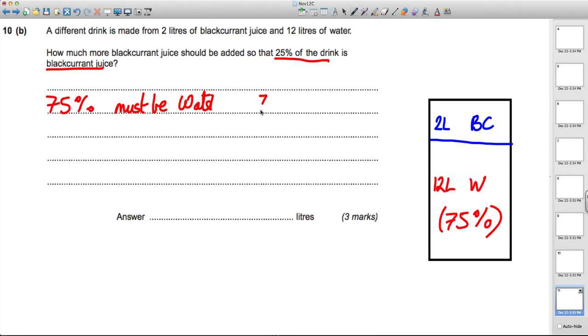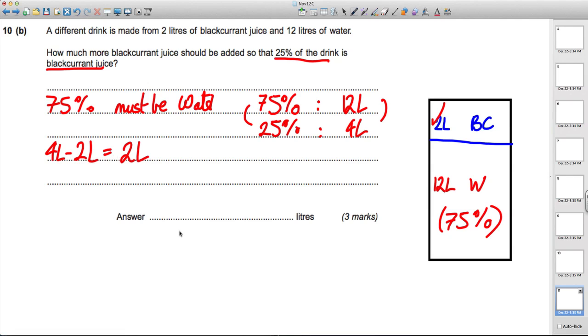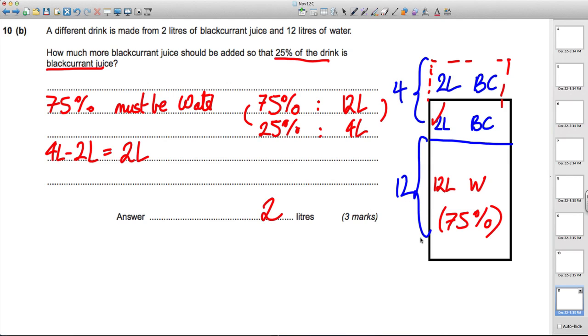So therefore, 75% is equivalent to 12 litres. So 25%, dividing by 3, must be equivalent to 4 litres. Now we've already got 2 litres, so we need an extra 4 litres subtract 2 litres, which is 2 litres. So how much more blackcurrant? Well, 2 litres must be added. So you would add 2 more litres of blackcurrant so that you would have the ratio 4 to 12, which would give you 25% of the drink.